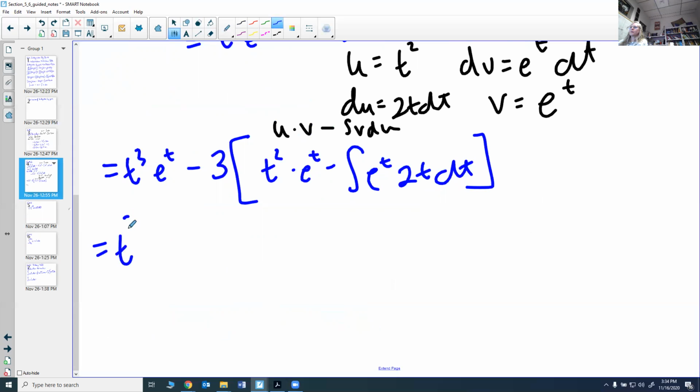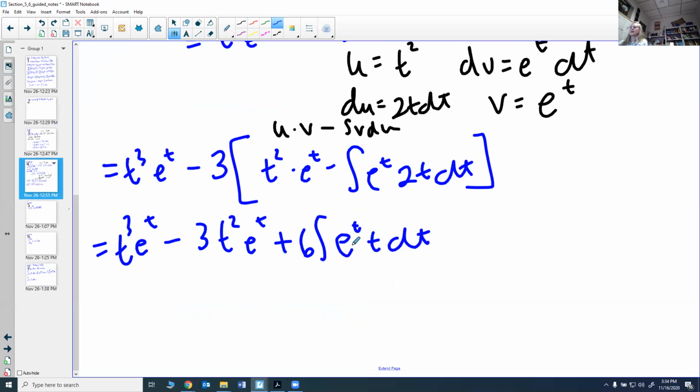So we have this t cubed e to the t here, minus 3. I'm going to go ahead and multiply the 3 times. That'll be minus 3t squared e to the t. Minus 3 times minus 2 is plus 6, the integral of e to the t dt. Again, I still don't know this integral, but it's getting simpler. Notice I went from t squared now to t.